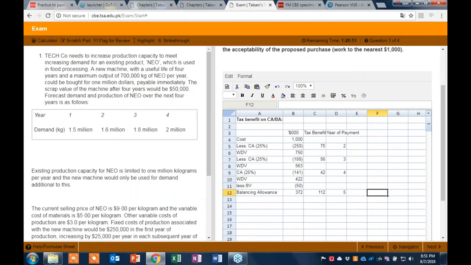So how could we know any balancing charge? It's very simple. For the last year, you need to calculate the WDV. So if you have a WDV of 422 in the last year, and if you don't have any scrap value, the whole of the WDV will be treated as balancing allowance, right? It will be a balancing allowance.